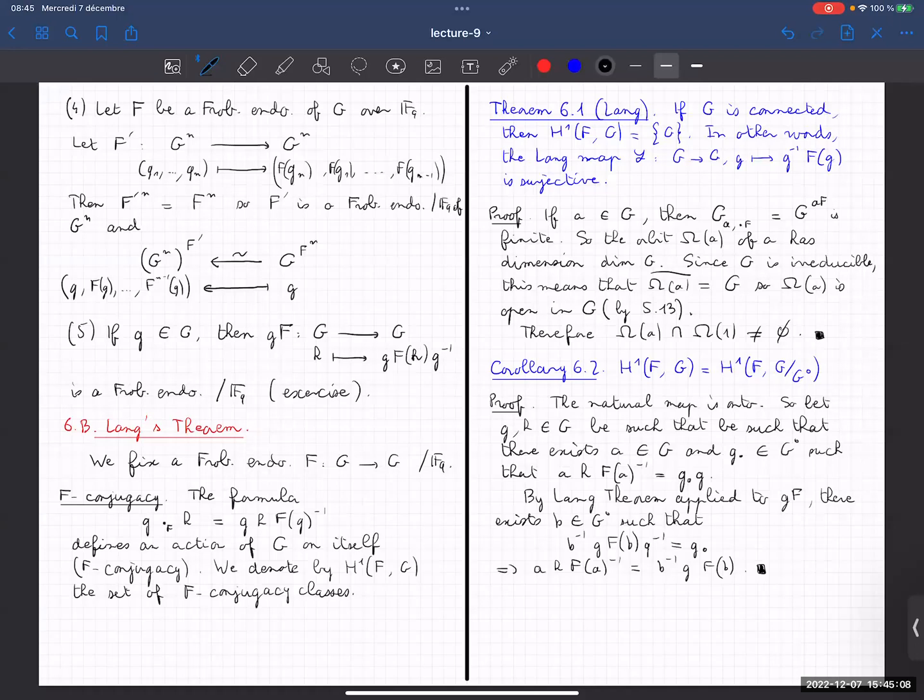And I conclude this subsection with a remark which will be useless for our course, but it is for your mathematical culture. It is that if you assume that G is finite, so this is the complete opposite of being connected.